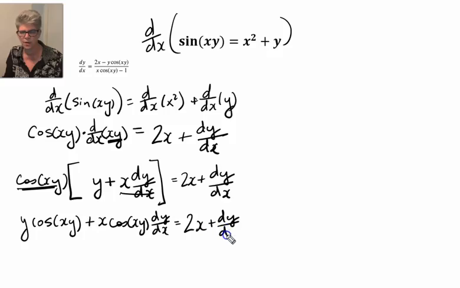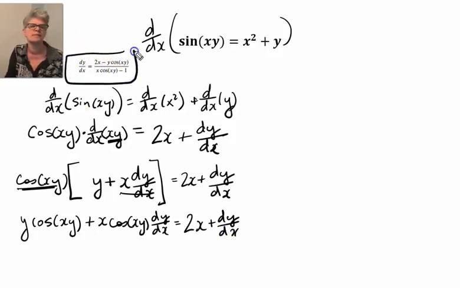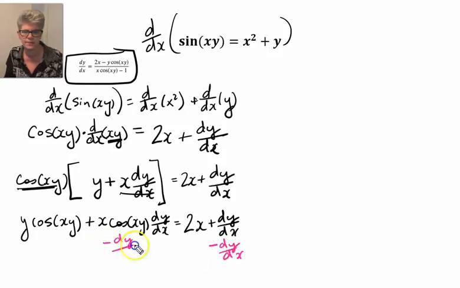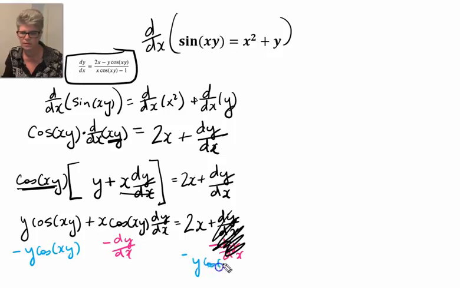Now, the goal is to get dy dx by itself on the left-hand side. So anything that has a dy dx in it, I need to make it appear on the left-hand side. So minus dy dx to both sides here. Okay, so that's gone. And then this does not have a dy dx in it, so I need to get that to the other side. Minus y cosine xy.